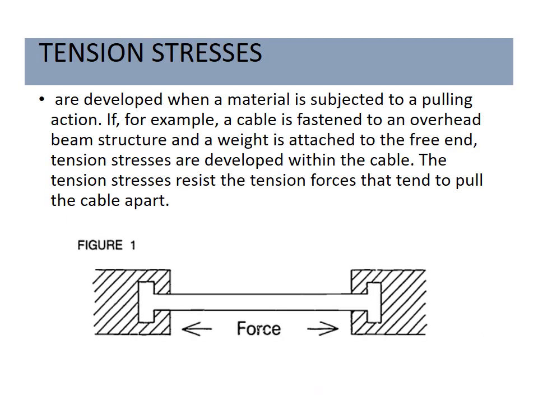Tension stresses. Tension stresses are developed when a material is subject to a pulling action. If, for example, a cable is fastened to an overhead beam structure and a weight is attached to the free end, tension stresses are developed within the cable. The tension stresses resist the tension forces that tend to pull the cable apart. So here you can see we've got tension stresses. Two opposite forces pulling on an object. These are tension stresses.